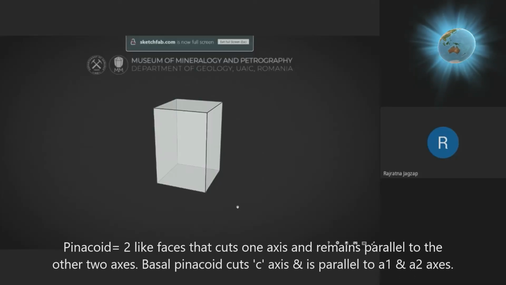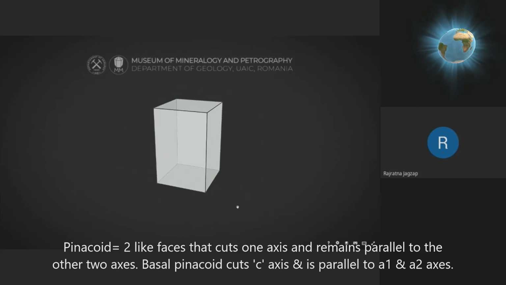It's simple to understand. You are seeing the top face and bottom face. That is called the basal pinacoid. What is a pinacoid, by the way? Pinacoid is the form having two like faces. You can see here top and bottom are two faces. Like face means same faces. Each face will cut any one axis, that is mainly the vertical axis. You can see here the top face is a pinacoidal face. The top face and bottom face form a pinacoid.